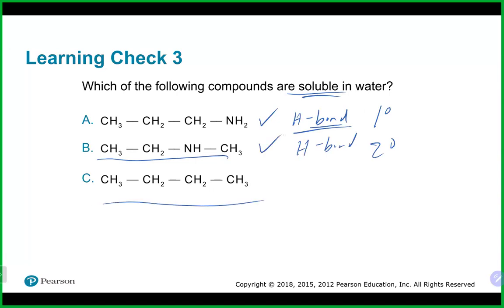That's an alkane. Is it going to be soluble in water? No, right? Again, that's an alkane.